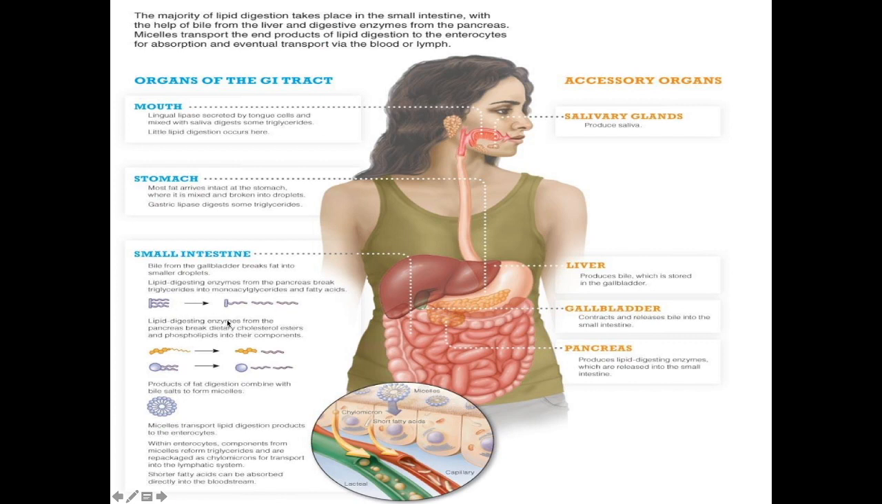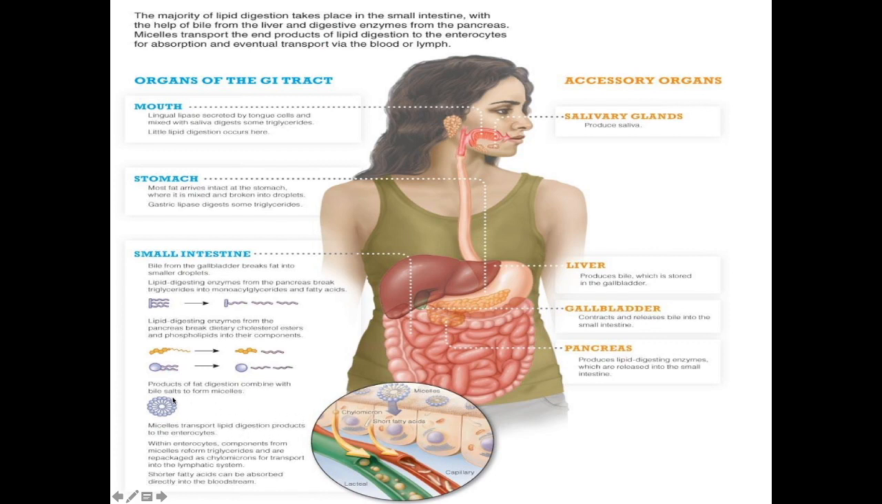These lipid digesting enzymes also break dietary cholesterol esters and phospholipids into their components, which allows them to then be reassembled in the intestinal lining cells. The products of fat digestion combine with bile salts and form micelles, which you see here, and we'll see more up close in a little bit. This is a little spherical cavity with the water-soluble layer on the outside and the fat-soluble layer on the inside, and within this structure, fat molecules are held, so they can be transported into your body.